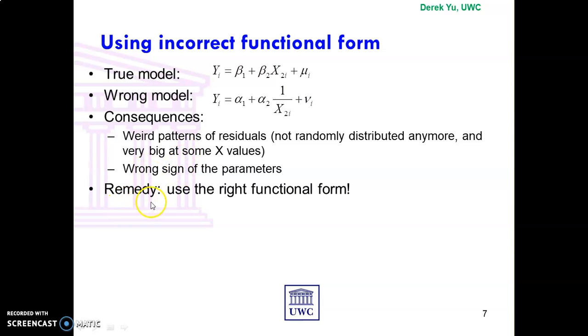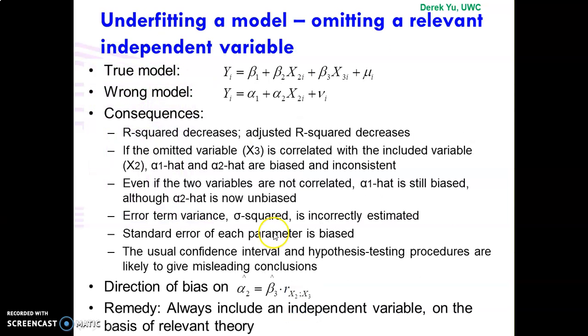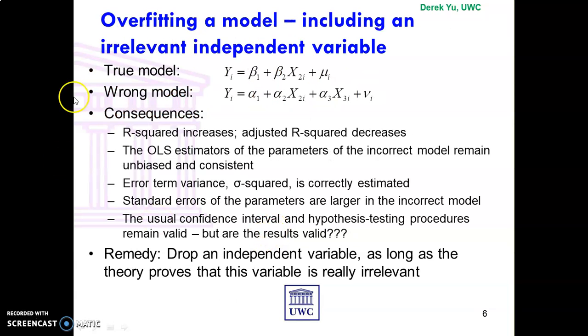Okay, and then the remedy is easy. Just make sure you use the right functional form. I think the graphical sketch, the XY scatter plot, would give you a good hint as a start to determine what type of functional form you have to use. Should you run it as a linear model, double log, log-lin, log, and so forth. Okay, and then I want to move on to the next one.